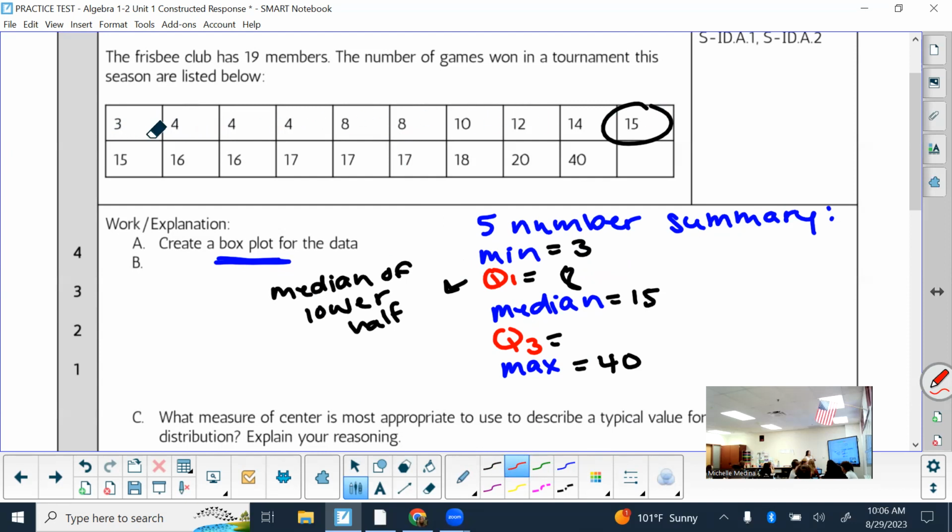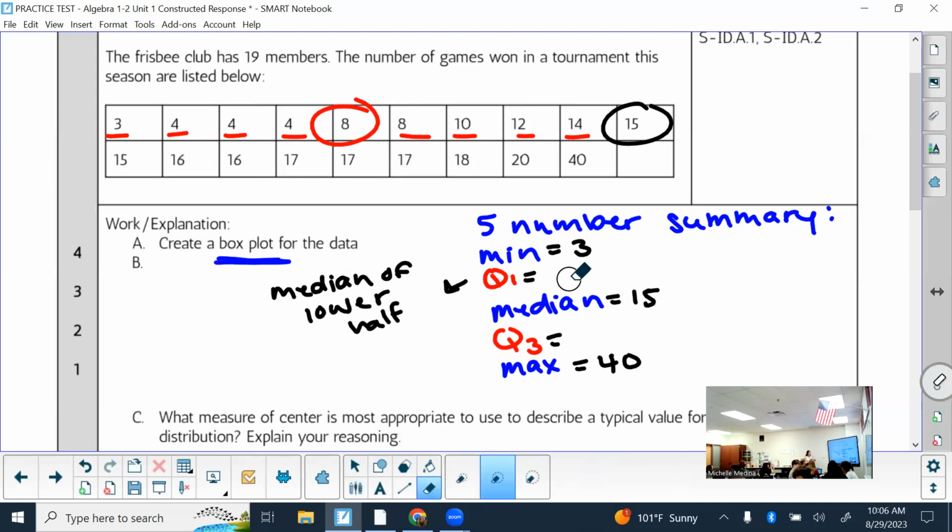Because here's my median. So I'm going to go left, right, until I get a middle number or middle 2 numbers. And this data happens to be in numerical order already. If it wasn't, I'd have to make sure that it was. All right, and then Q3 is the median of my upper half. So find out what the middle number is. And yes, it will be 17.